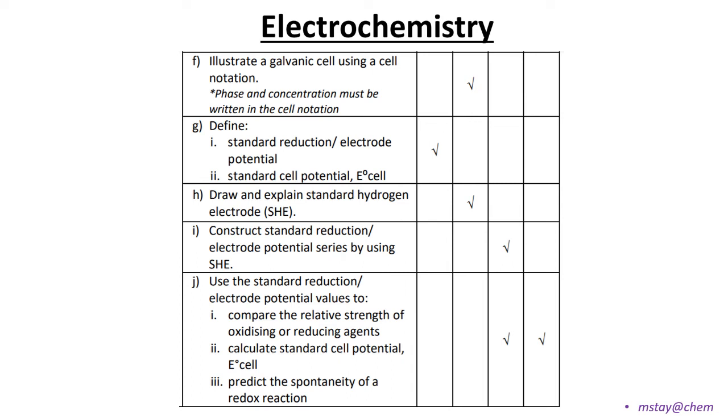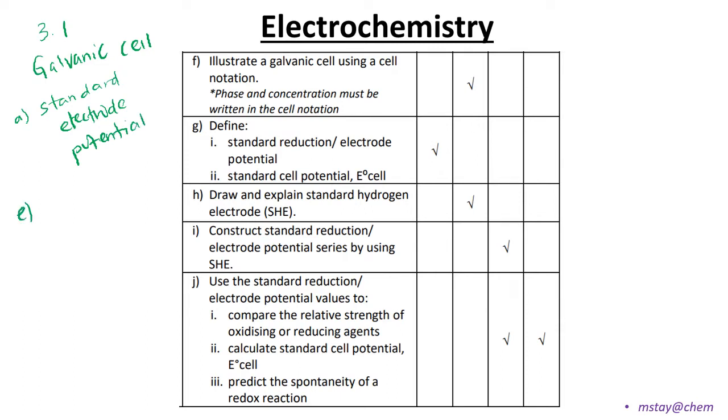In this video, we're still in the subtopic 3.1 galvanic cell, where in the previous video we still have two learning objectives that haven't been covered yet. The first one is the meaning of the standard electrode potential. And then the last one is to state the half equation and also the overall equation.